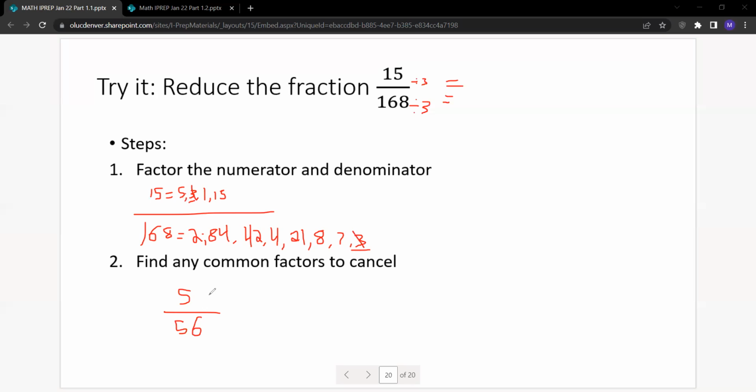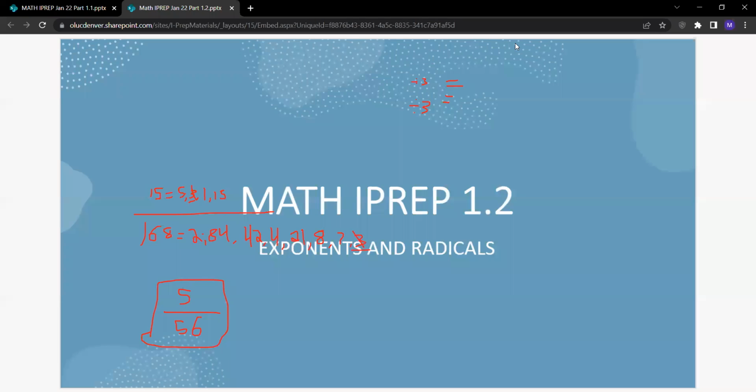So then we can think, do these have any more factors that we can do? So 5, its only factors are 1 and 5. It is a prime number. So unless 56 is divisible by 5, which it is not, then we cannot do anything else. So this is going to be our final answer. 15 over 168 turns into 5 over 56. All right, so that is the end of part 1 of part 1. But we can go ahead and move into part 2 of part 1.